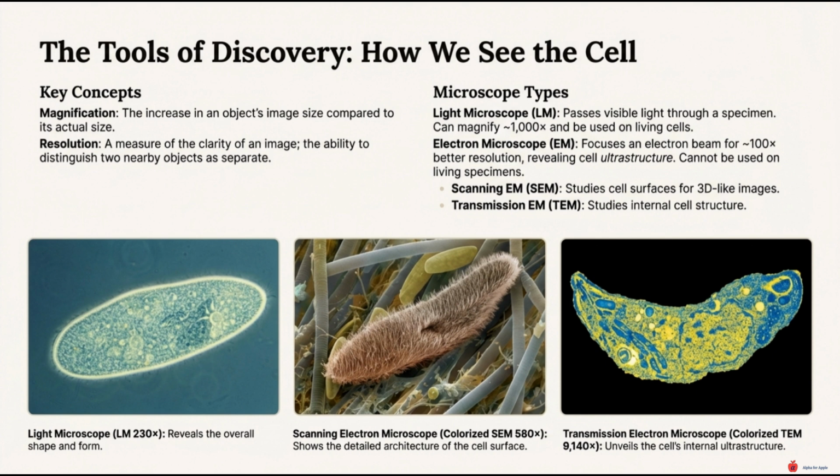But, and this is a big but, the process kills the cell. Ah, so no live viewing. That's the trade-off. It's a huge trade-off. And with the EM, you actually get two different kinds of views, depending on what you want to see, the outside versus the inside, maybe. Precisely. We use a scanning EM, or SEM, to study the surface architecture. It gives you these stunning, almost 3D images of, say, the cilia on a cell's exterior. Okay, and for the inside? For that, you use a transmission EM, a TEM. It slices right through the cell, letting you see the internal details of the organelles.